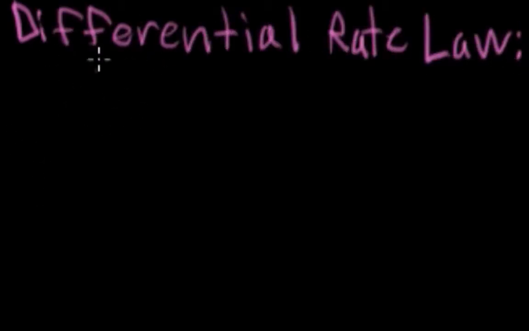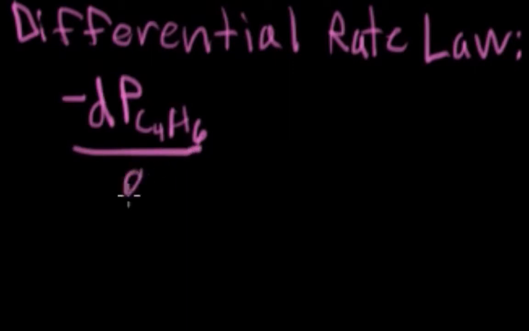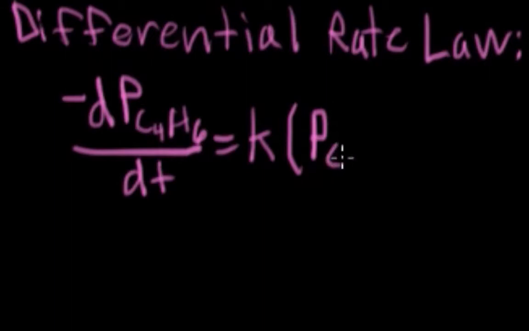And the differential rate law says that our rate, negative d partial pressure of C4H6 over dt, is equal to k times the partial pressure of C4H6 squared. Now again, we could have done this in terms of concentration, but as I showed you up here, the pressure and concentration are related to each other, and it is good to be able to do this in terms of partial pressures. If we wanted to do this in terms of concentrations, it would just be concentration of C4H6 here and concentration of C4H6 squared here.